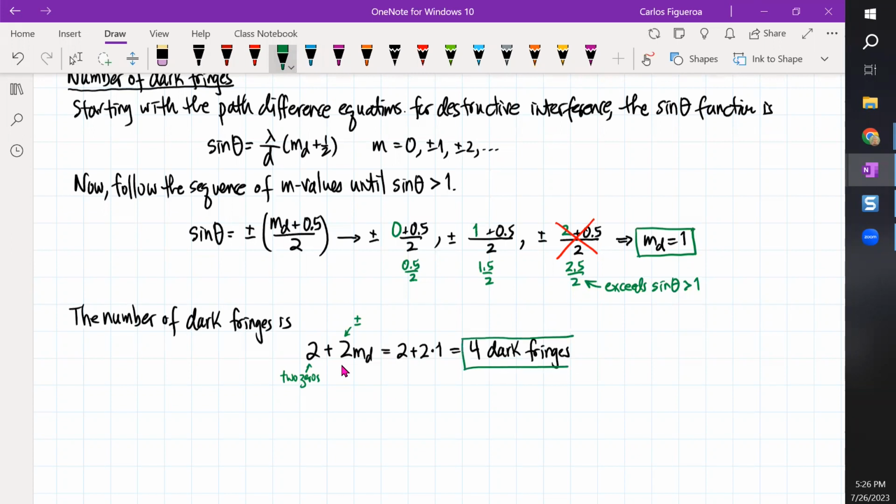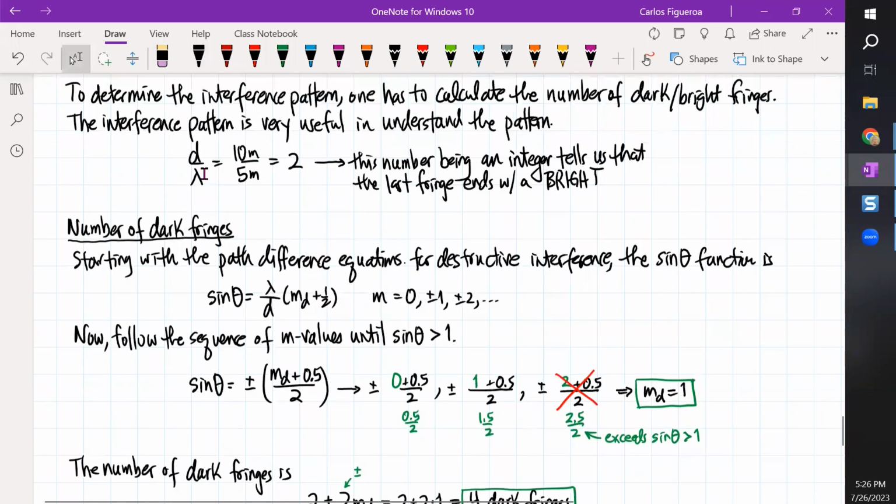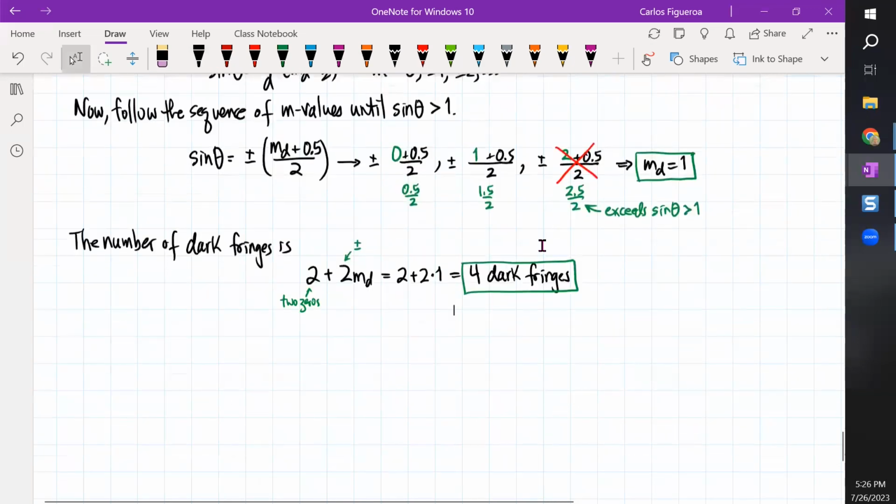So I know I have more bright fringes. Now, once again, why was it useful to have this interference parameter? Because I know that the final fringe has to be bright. So as a check, that means I have to have more bright fringes than dark fringes.